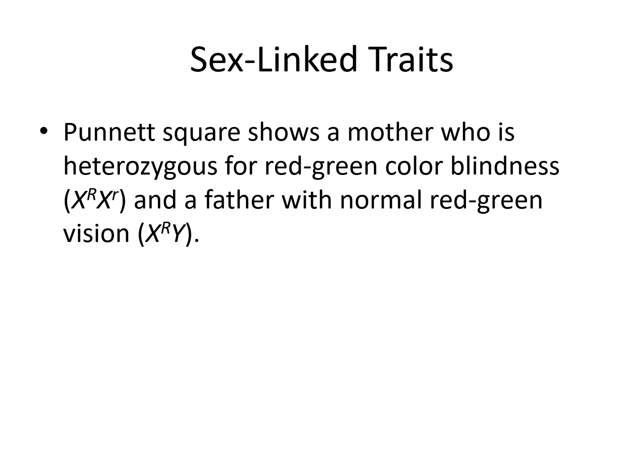Okay, and with sex-linked traits, we still use the Punnett square. In this case, we're going to show a mother who is heterozygous for red-green color blindness, and here she has a normal gene, X capital R, but here's the color blindness, X little r. So she's heterozygous, so she's a carrier. And a father with normal red-green vision, so he has the normal X chromosome, X capital R, and his Y chromosome.